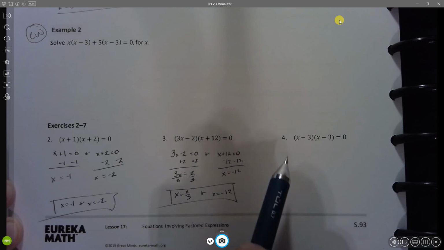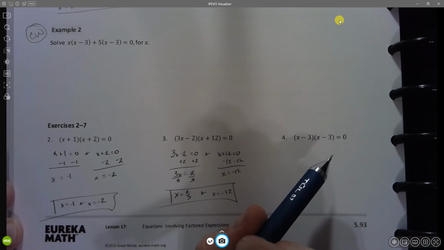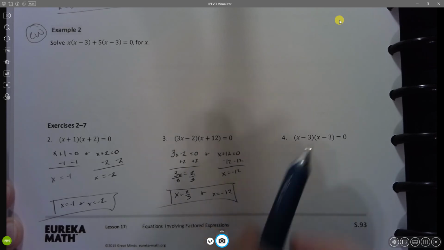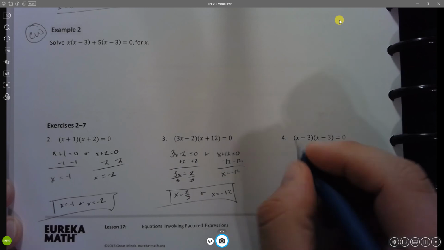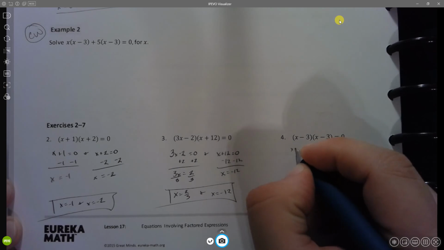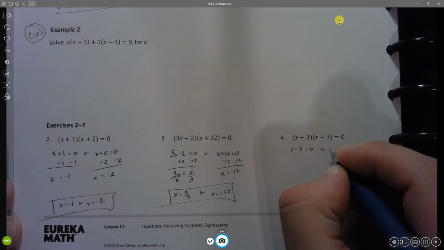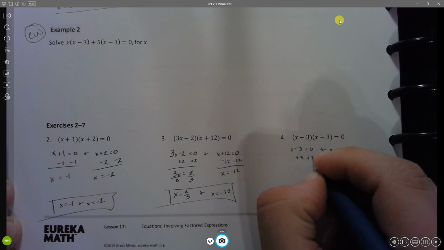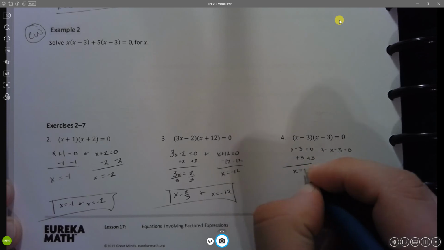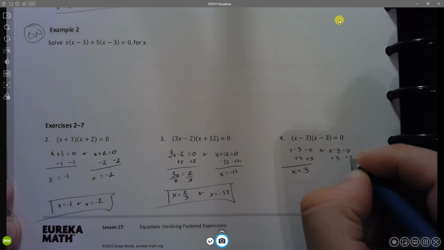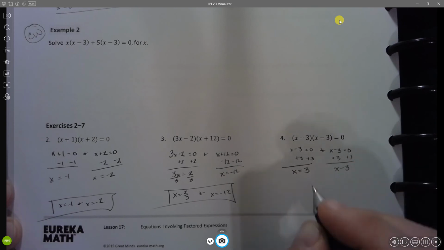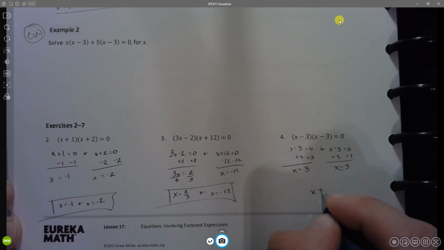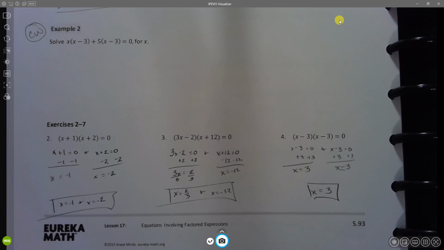Now, this is a product of squares. Well, not a product of squares, but I love these kinds of problems. x minus 3 equals 0 and x minus 3 equals 0. Add 3 to both sides, we get x equals 3. Add 3 to both sides, you get x equals 3. So the solution is x equals 3. The only solution, x equals 3.